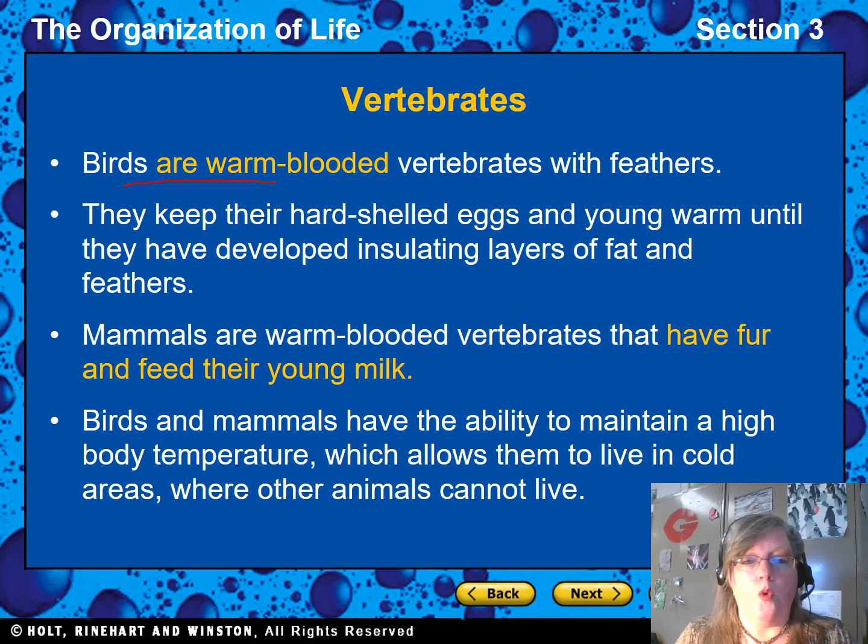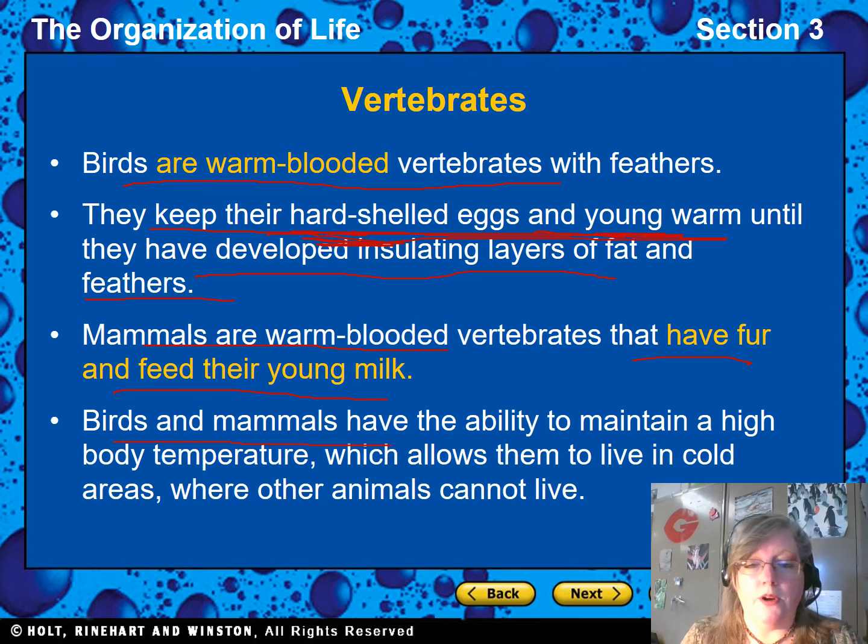So this is what we're talking about. The warm-blooded allows them to go other places. The harder shelled eggs help them keep young, while the mother bird will protect the hard shell eggs and protect the young until they've developed far enough. And the mammals, being warm-blooded, we can go anywhere. We have fur and we feed our young with milk, so we have food for the baby already set up.